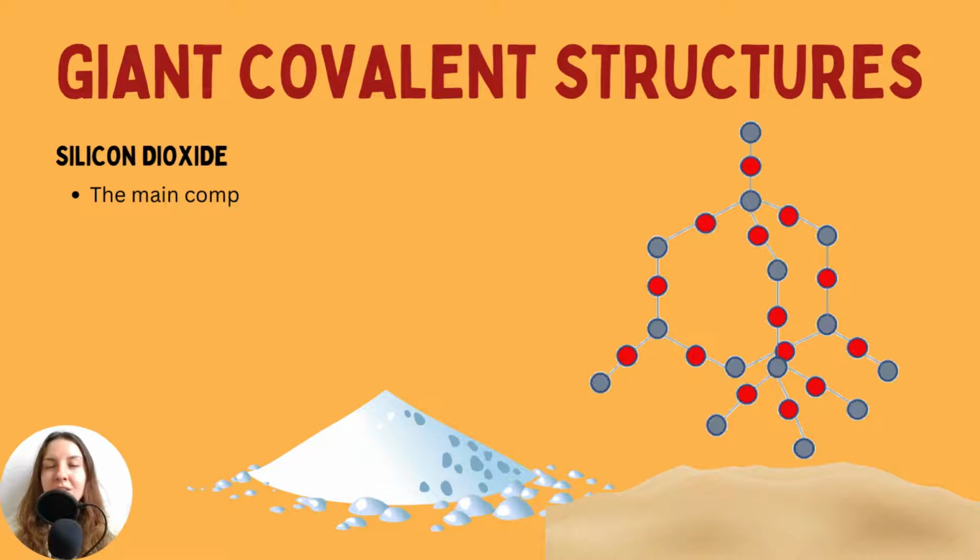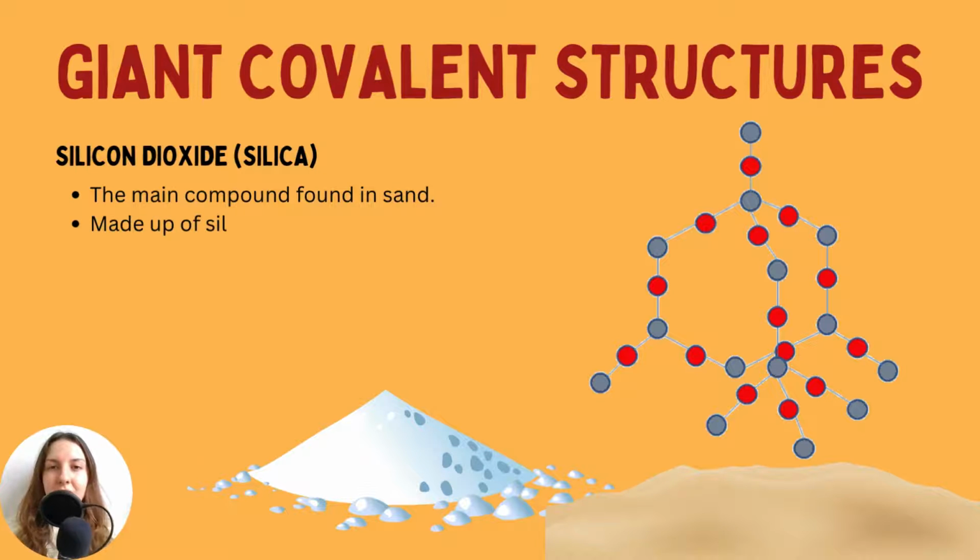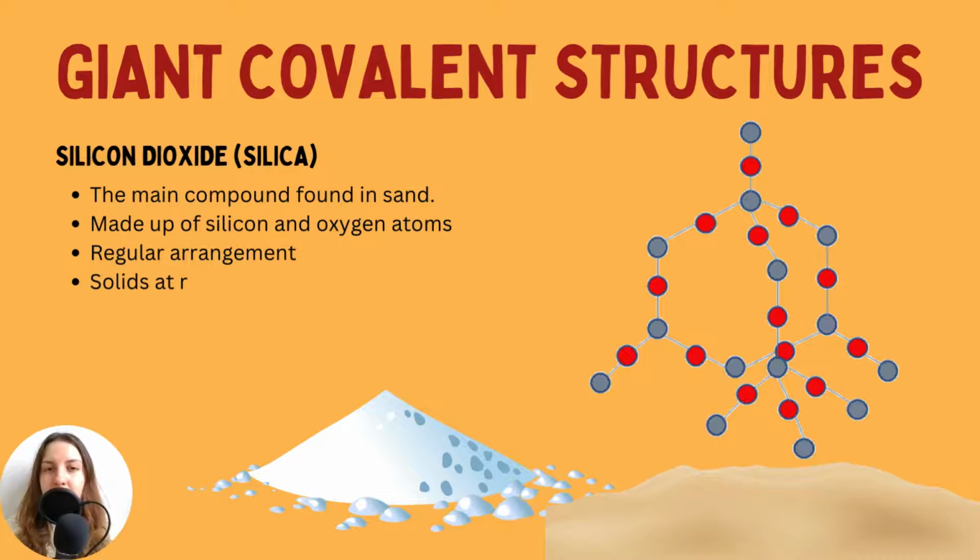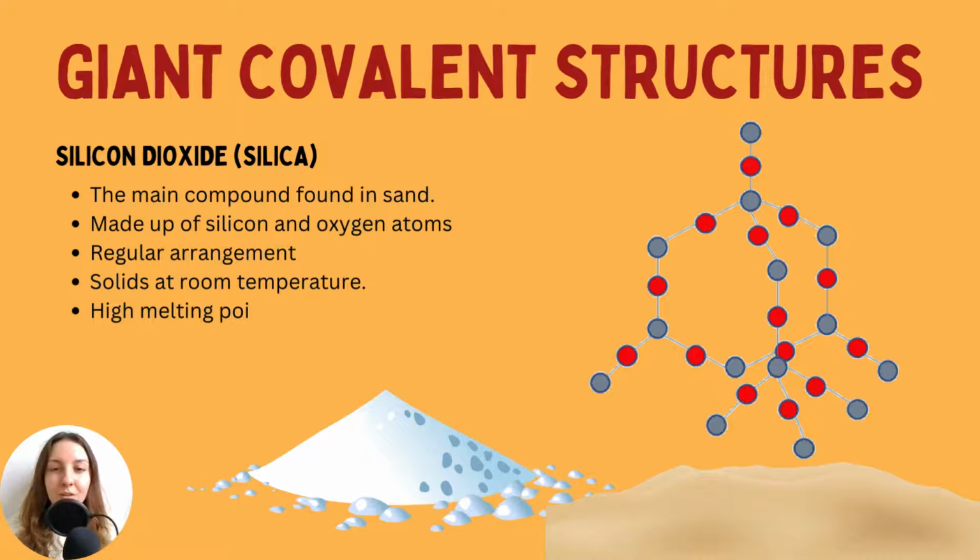And then the last one is not an allotrope of carbon. Don't get caught out with this one. This is silicon dioxide, or silica. Essentially, this is made up of silicon and oxygen atoms, so nothing to do with carbon, but it is a giant covalent structure because it has so many covalent bonds.